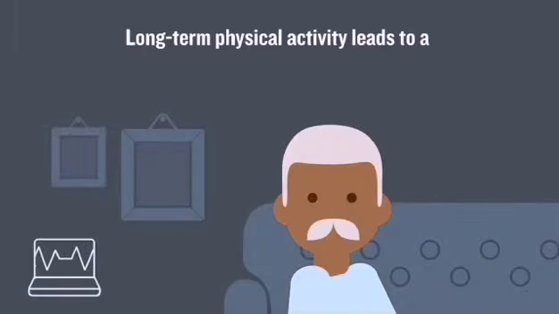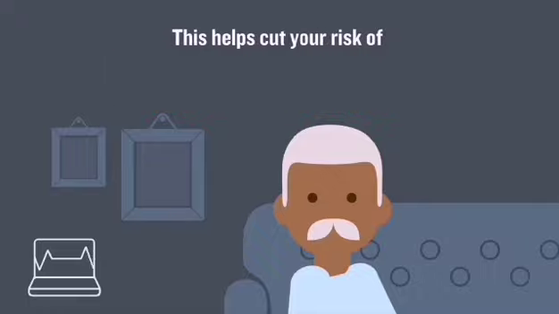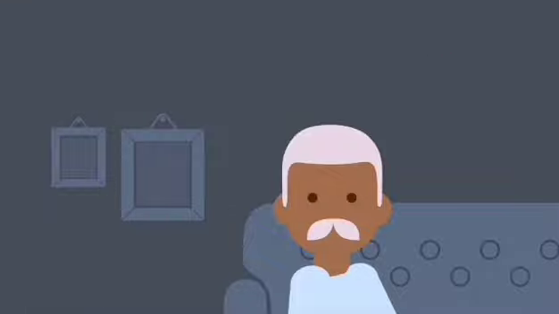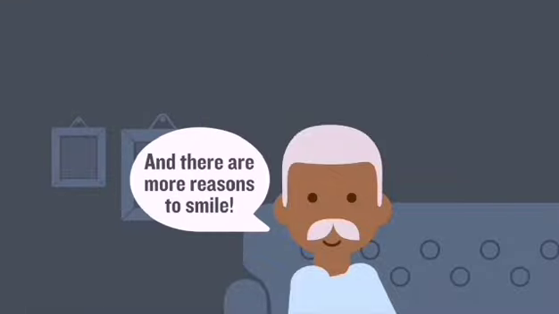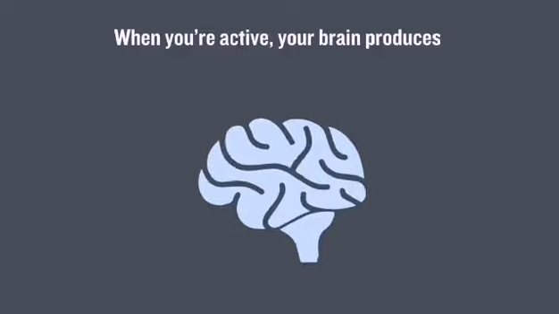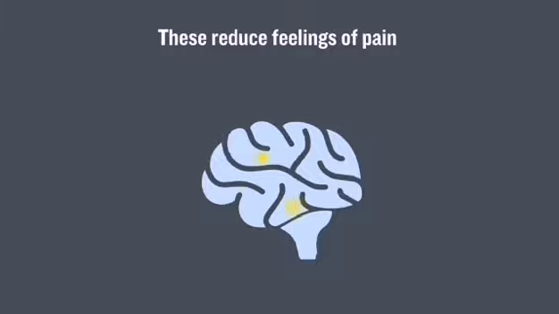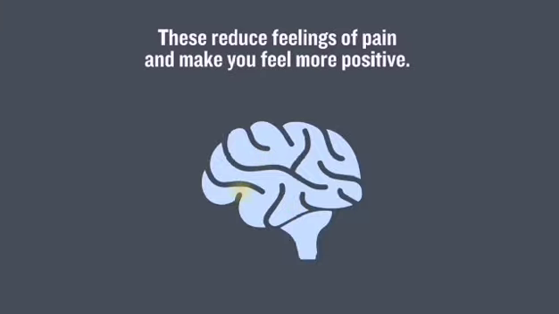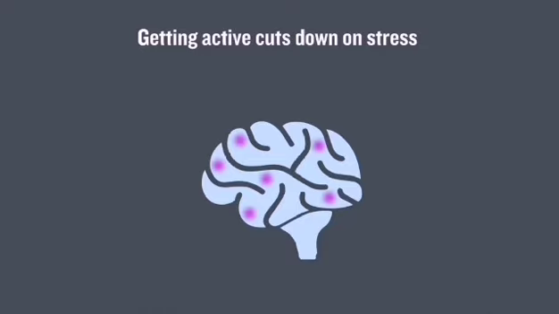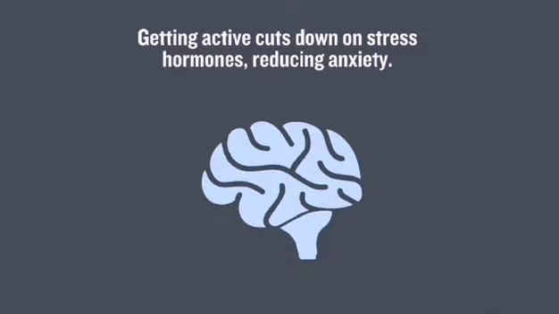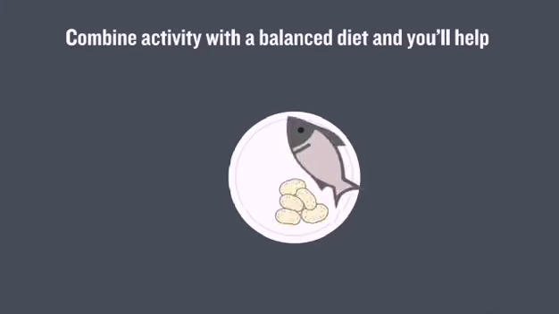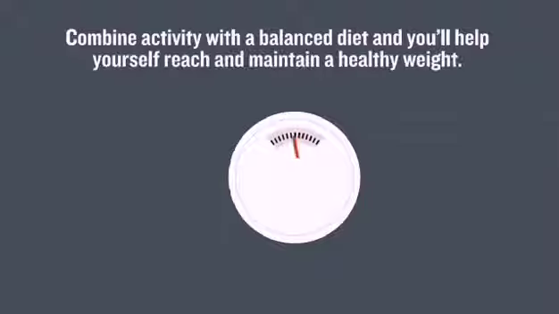Long-term physical activity leads to a lower resting heart rate and lower blood pressure. This helps cut your risk of heart and circulatory disease. And there are more reasons to smile. When you're active, your brain produces chemicals called endorphins. These reduce feelings of pain and make you feel more positive. Getting active cuts down on stress hormones, reducing anxiety. Combine activity with a balanced diet and you'll help yourself reach and maintain a healthy weight.